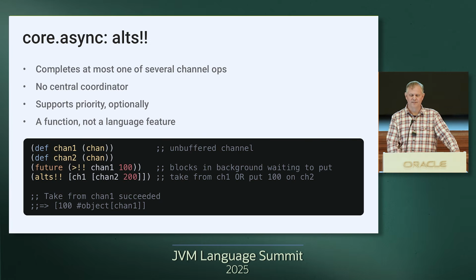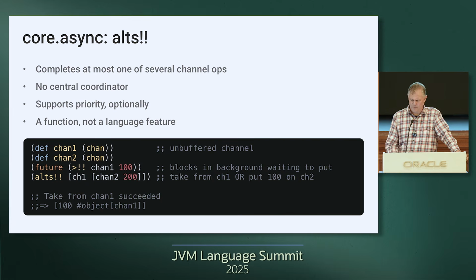Kind of the killer feature of this is alts, which basically is like alt in Go or select on a socket. It lets you basically specify several channel operations and complete at most one of them. And then there are options for things like priority. There are ways to create timeout channels, so you can use those as well, which I'm not going to cover. And importantly, alts is just another function. It's not actually syntax in the language, which is kind of a difference with Go.